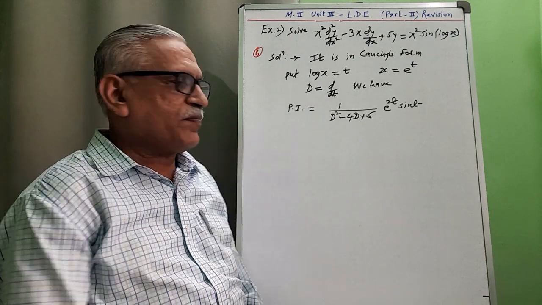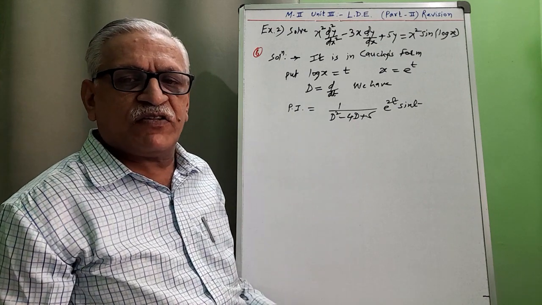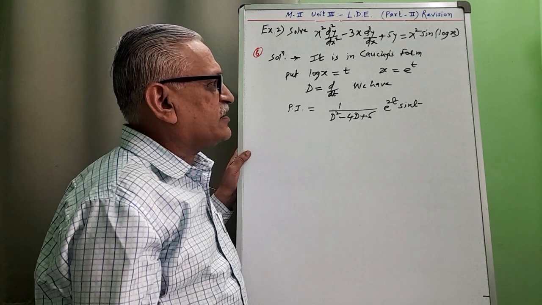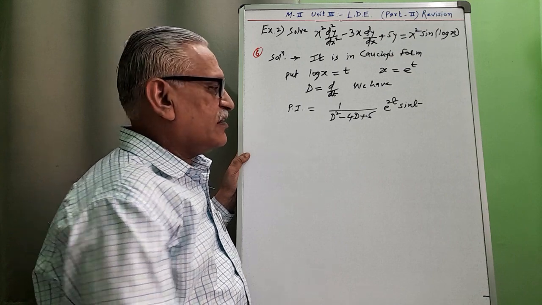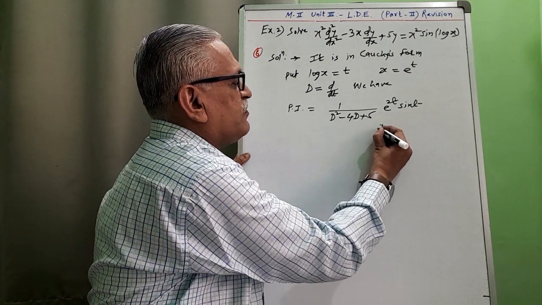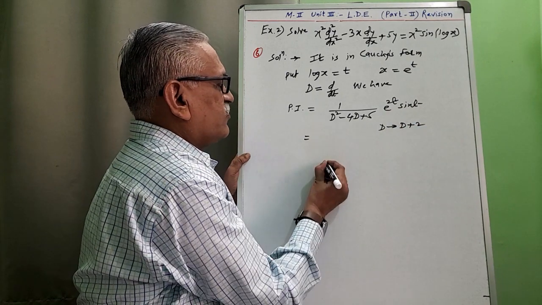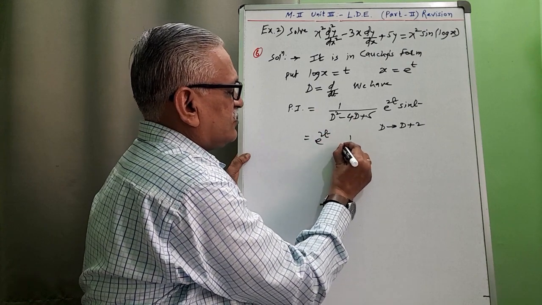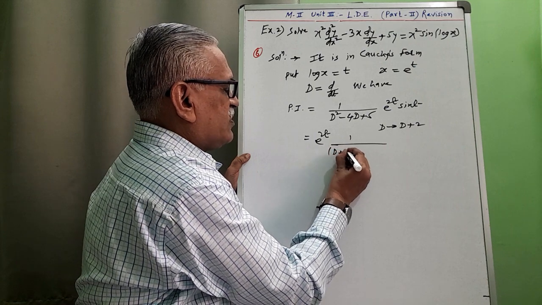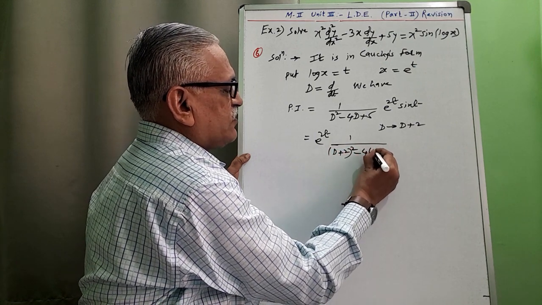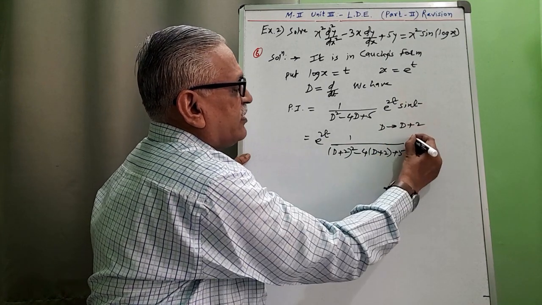Then the particular integral is obtained by the inverse operator technique, 1 upon f of D. f of D is here D square minus 4D plus 5, operated on the right hand side term. The right hand side term is e raised to 2t sin t. As per this case, we have to replace D by D plus a. A is here 2. And therefore it is equal to e raised to 2t first, before the operator. D replaced by D plus 2, we get D plus 2 whole square minus 4 times D plus 2 plus 5, which we have to operate on sin t.